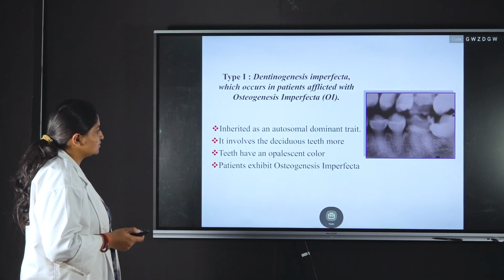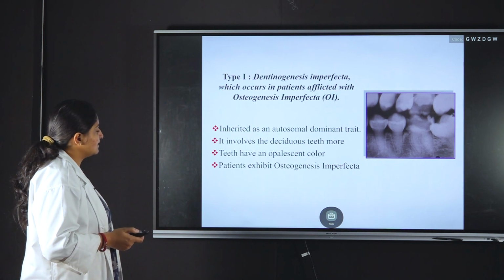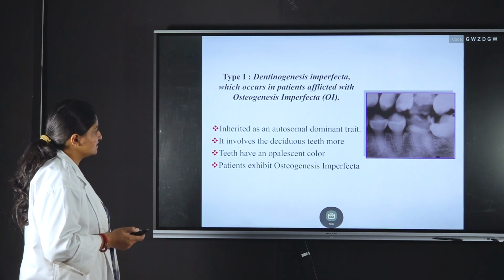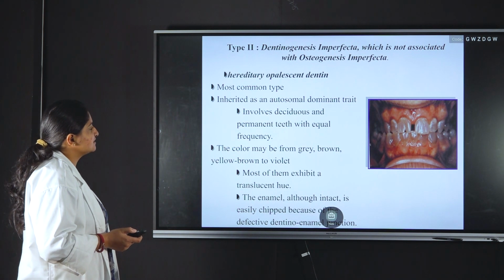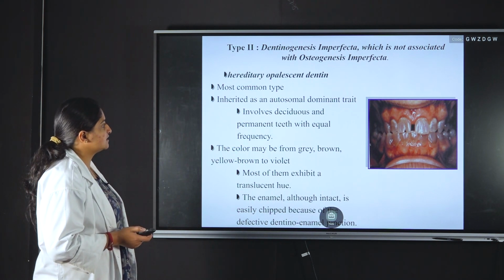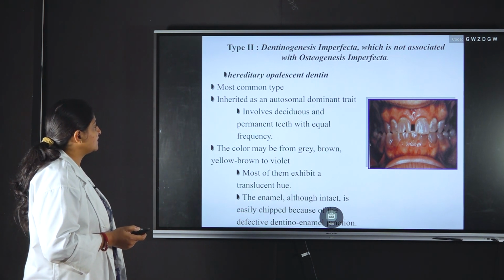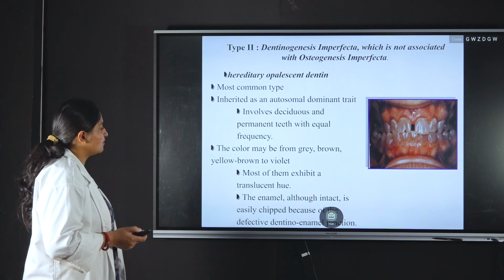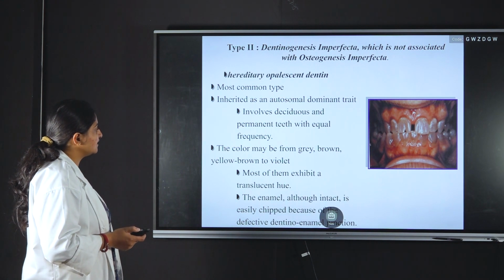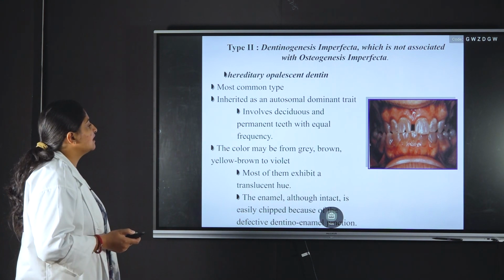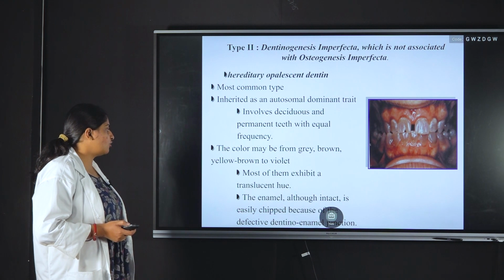It involves the deciduous teeth more. Teeth have an opalescent color. Patients exhibit osteogenesis imperfecta, and dentinogenesis imperfecta, which is not associated with osteogenesis imperfecta. Hereditary opalescent dentin, the most common type, is inherited as an autosomal dominant trait, involves deciduous and permanent teeth with equal frequency, and the color may vary from grey-brown, yellow-brown to violet.